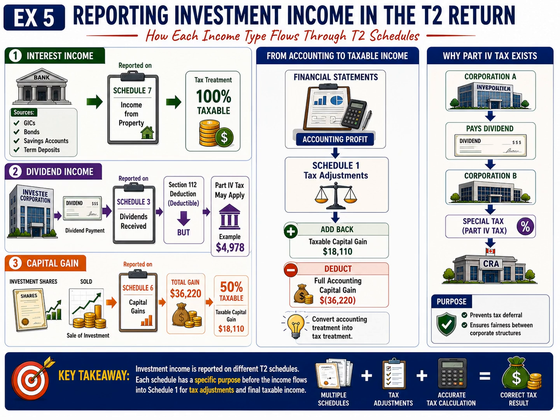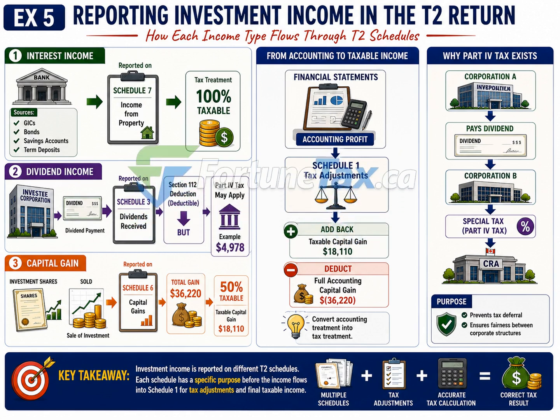Although the accounting records show the full capital gain of $36,220, Canadian tax law includes only 50% of that gain in taxable income. Therefore, the taxable capital gain becomes $18,110. This difference between accounting income and taxable income is exactly why additional tax adjustments are required.